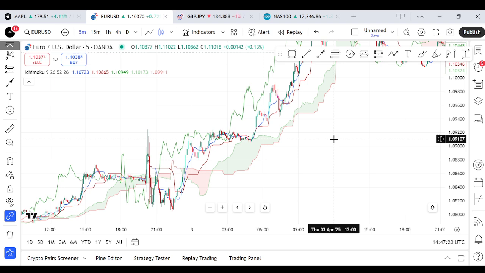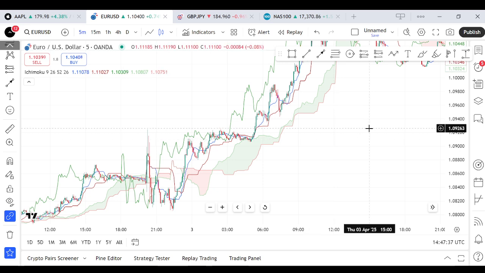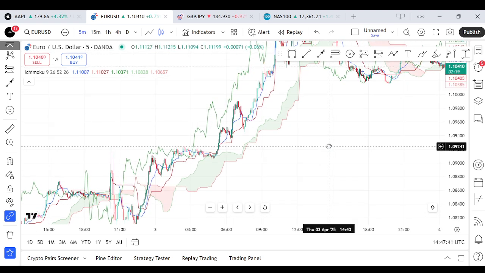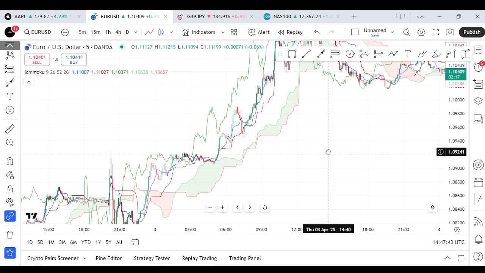make smarter trading decisions. In today's video, we are exploring the Ichimoku Scalping Strategy, which is a method designed for quick trades in fast-moving markets. You will learn how to use the Ichimoku Cloud effectively to identify entry points, confirm trends, and manage risk with precision. Stay tuned until the end to gain a complete understanding of this strategy and elevate your trading approach.